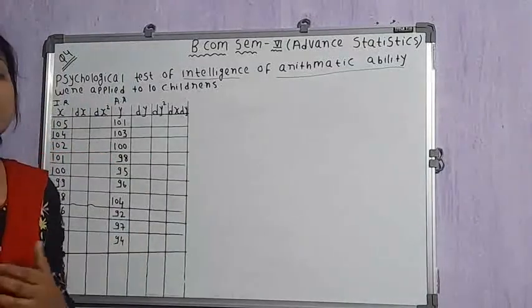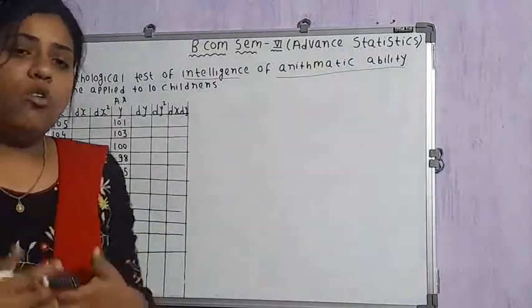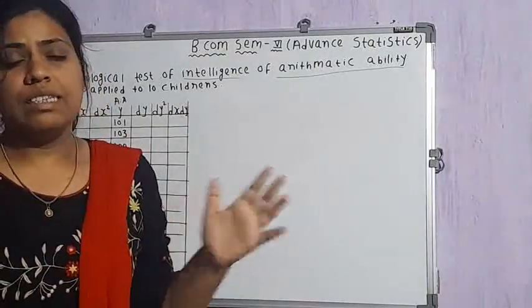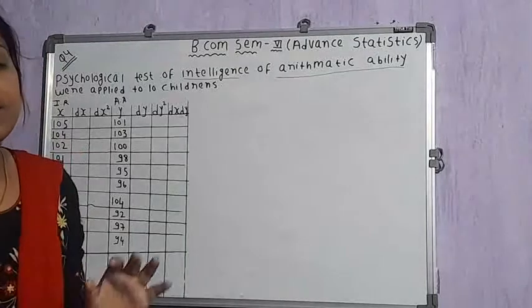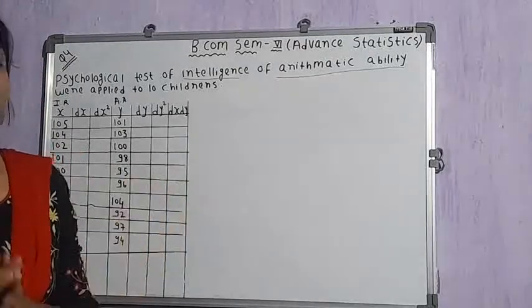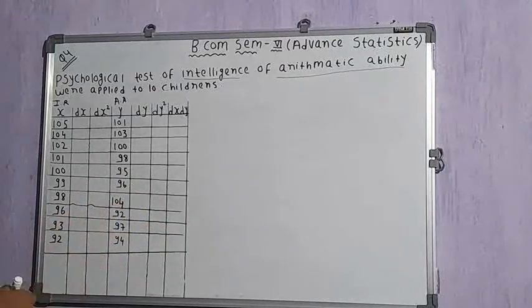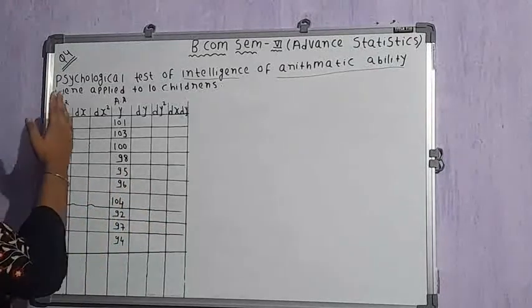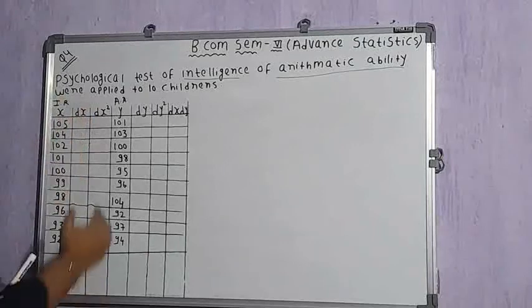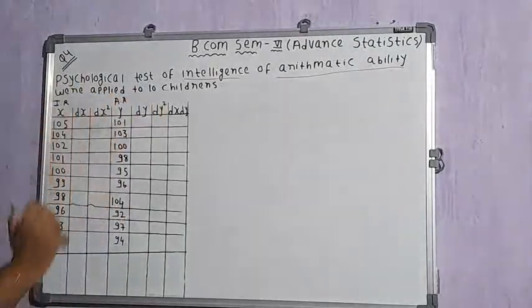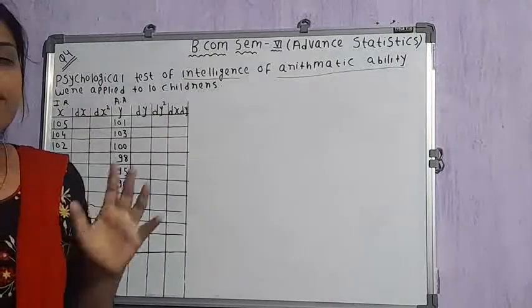So now how will we move towards the problem, how will we move towards the solution? The solution would be like this. First of all, we have to prepare a 7-column preparation chart. What are those 7 columns in the preparation chart? First would be x, then dx, then dx squared, then y, then dy, then dy squared, then dx dy. These are going to be your 7 columns.